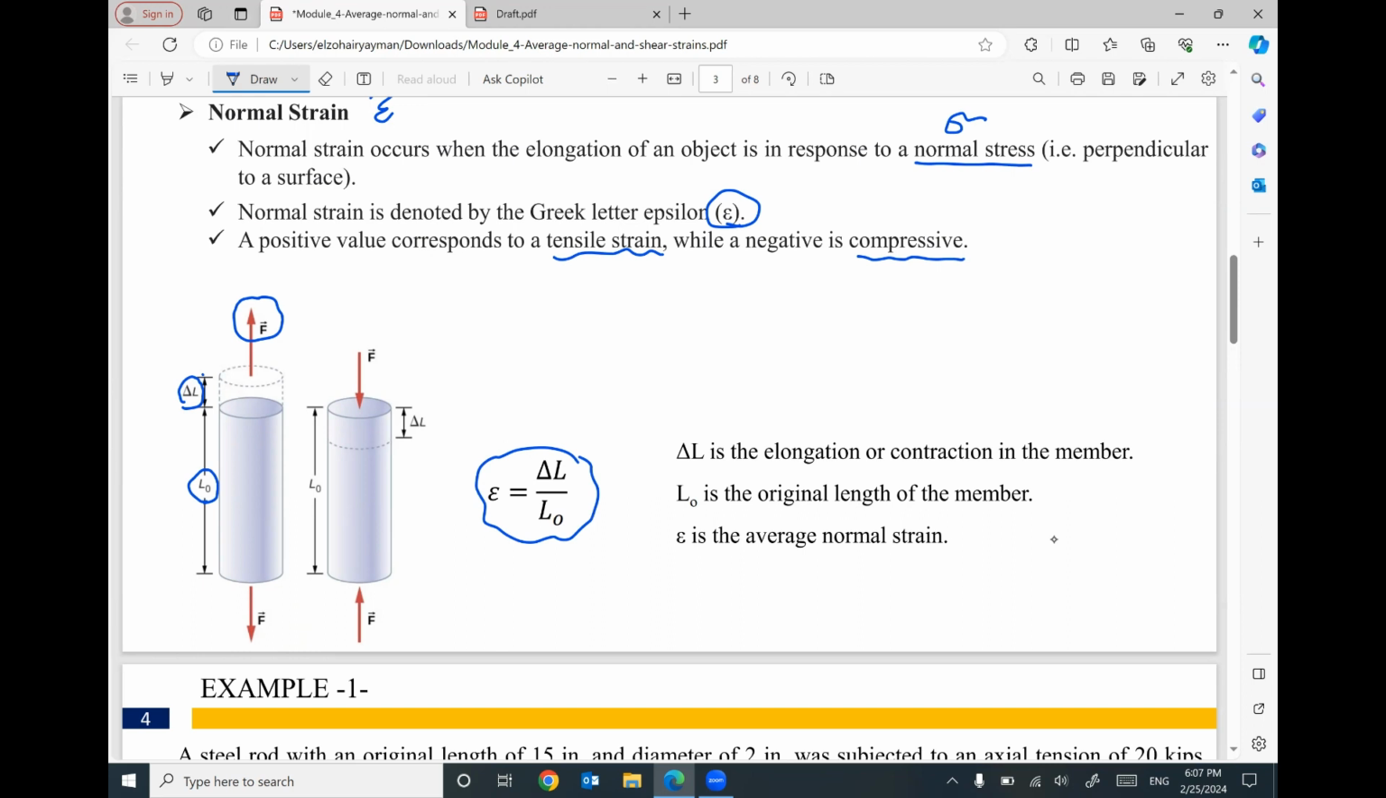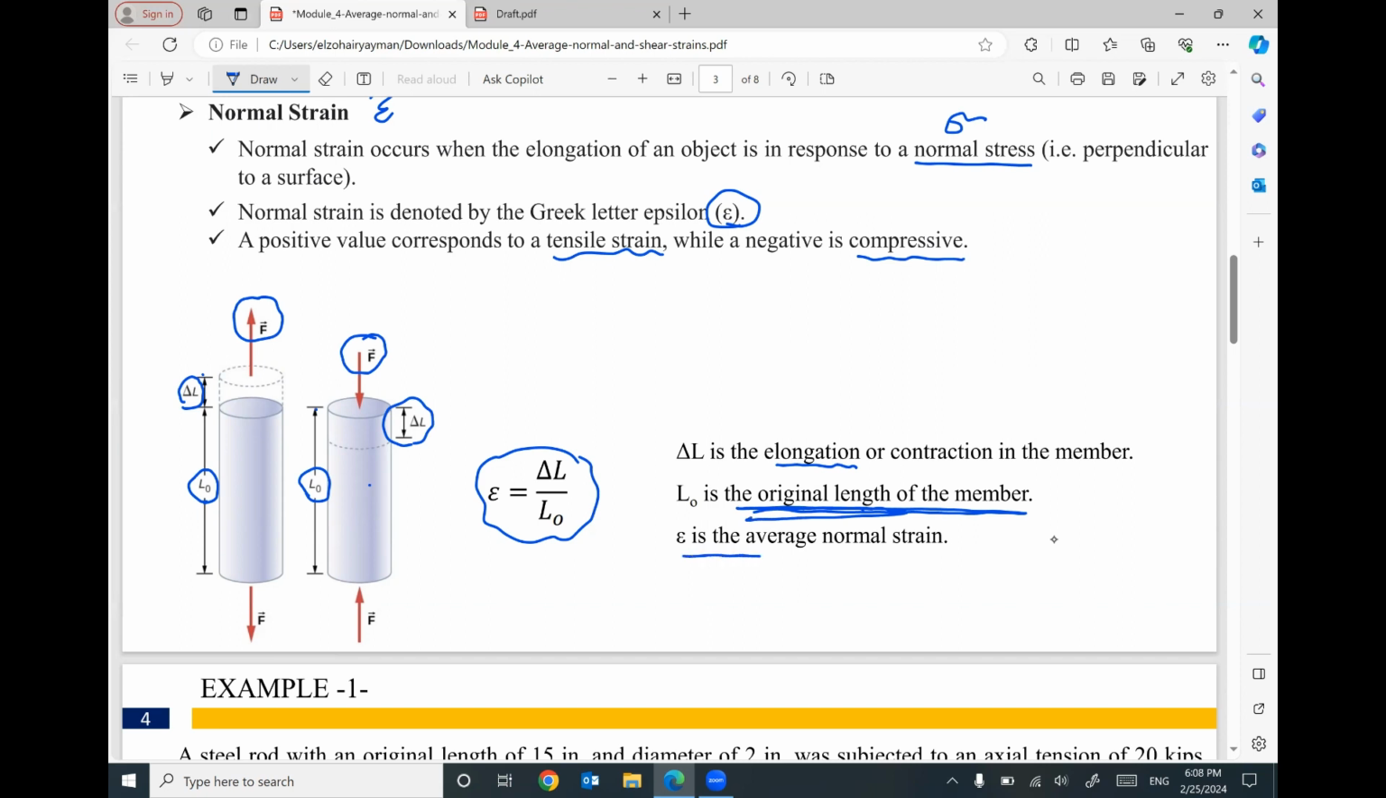Delta L represents the elongation or contraction. If we have a compressive force pushing this member with original length L naught, this member will contract by a value delta L. If you divide this contraction delta L by the original length L naught, you also get the normal strain. L naught is the original length of the member before applying any force.